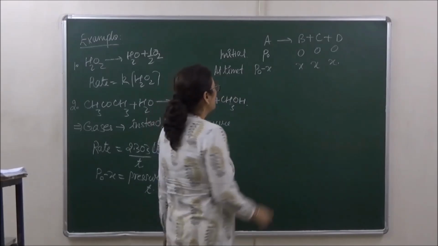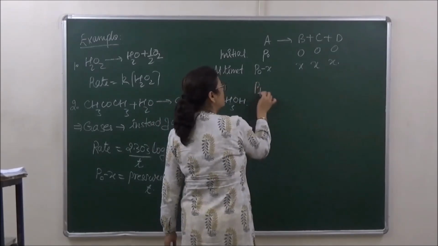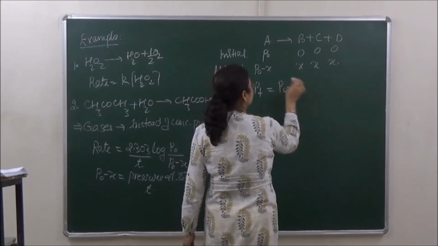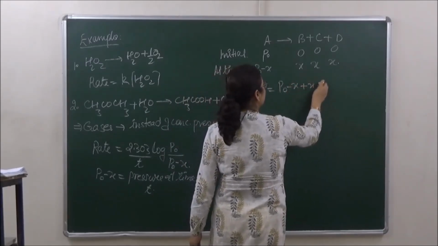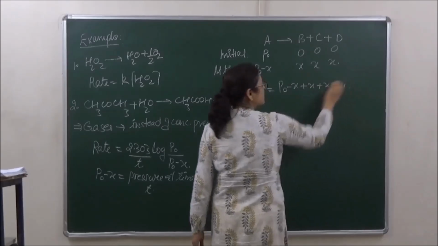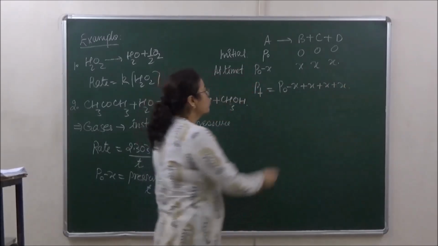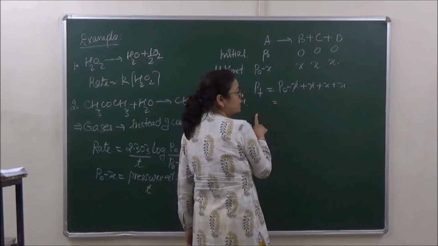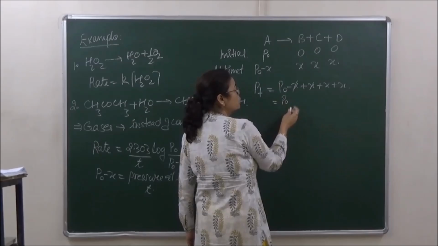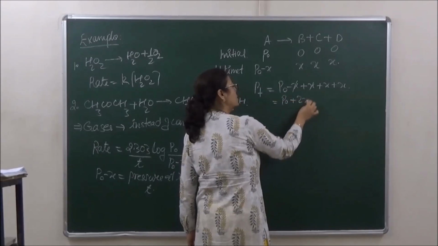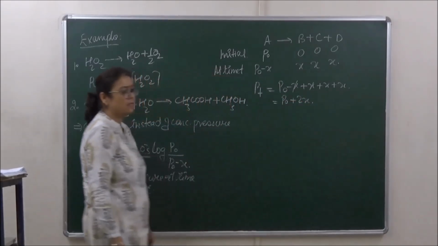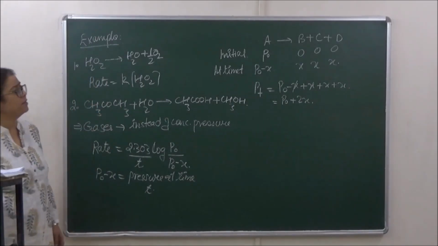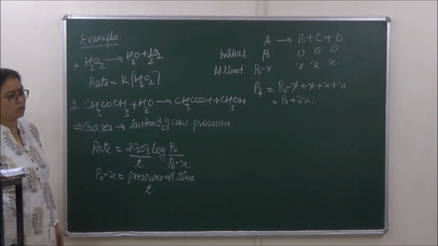ठीक है? Now, what is going to be the P total at time t? That will be P naught minus x plus x plus x and plus x. ठीक है? So over here this and this get cancelled. So this is how you need to find the P total. It will become equal to P naught plus 2x. It is not essential that the question will be given to you in a similar manner. There may be two products also. ठीक है?